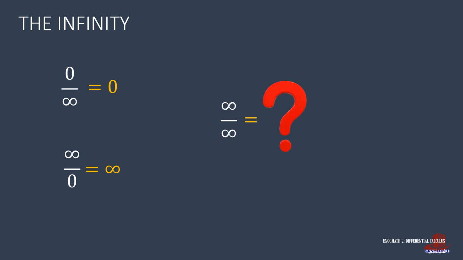On the other hand, if we have 0 over infinity, it is clear that we got 0. And with the case of the reciprocal, infinity all over 0 is infinity. However, we keep it as indeterminate when we end up with infinity upon infinity.